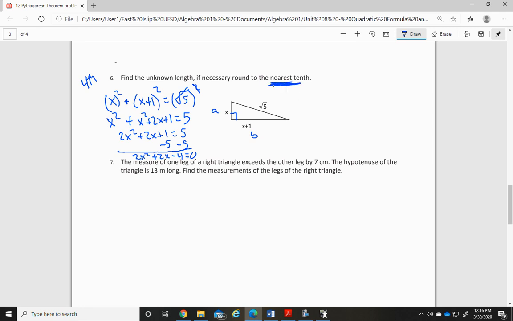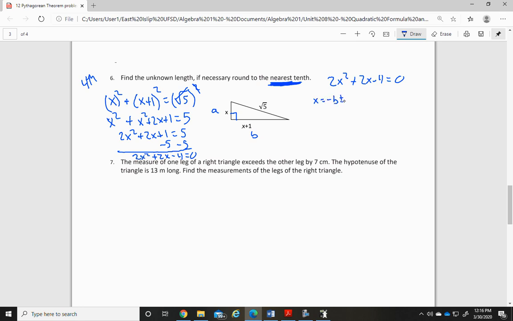Now I know that I have to round to the nearest tenth, which is kind of giving me a hint. Don't even try and factor this. So this 2x squared plus 2x minus 4 equals 0. I could try and factor it, but it probably isn't. So I'm just going to use the quadratic formula.